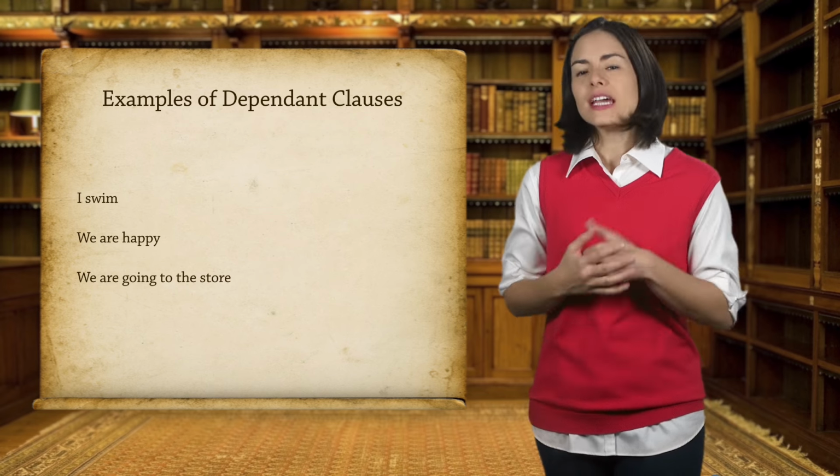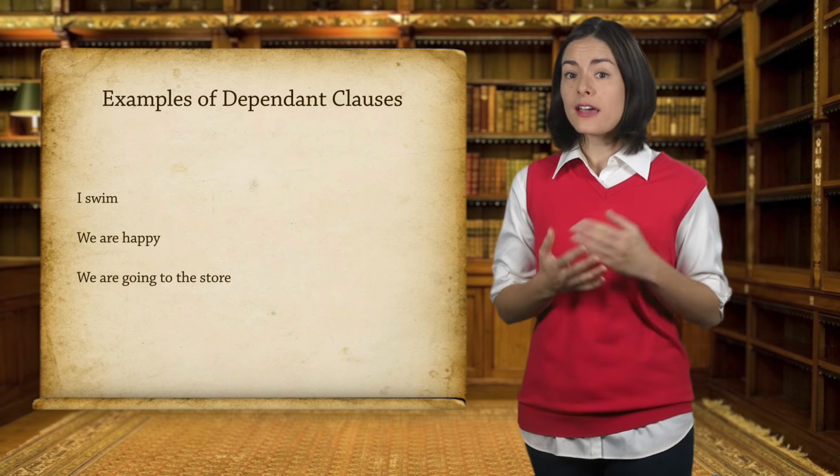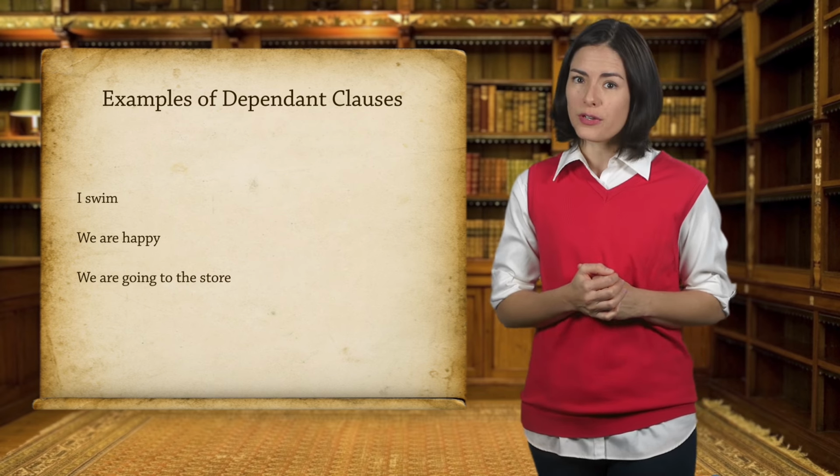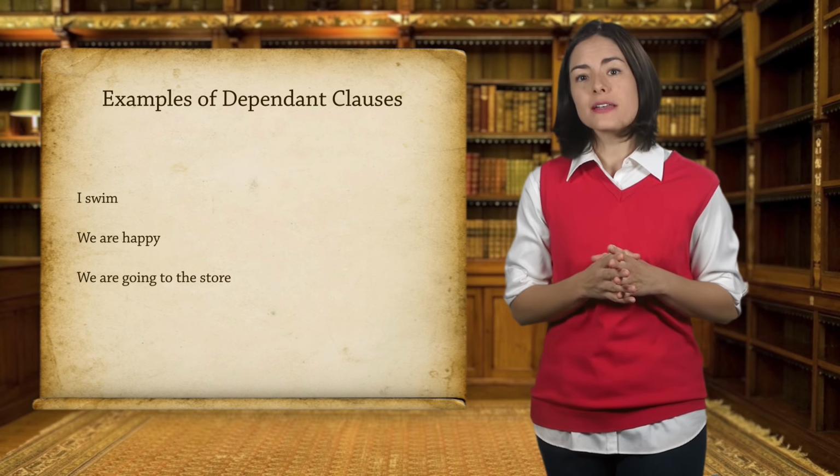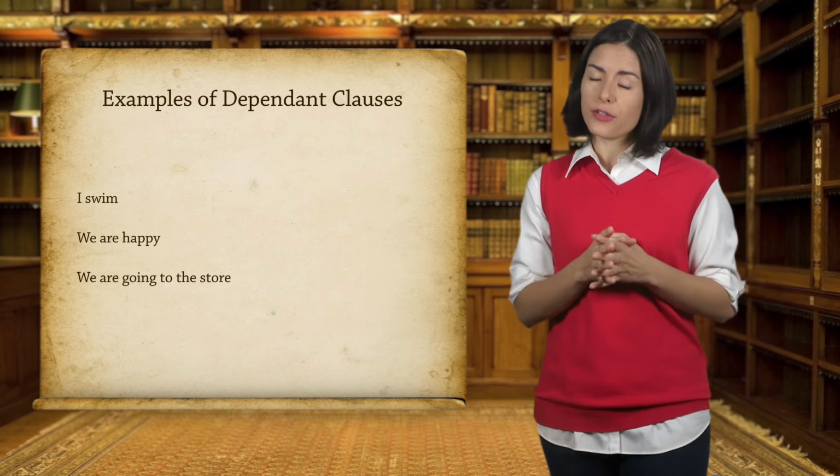Now let's look at some examples of dependent clauses, also known as subordinate clauses. Even though these also contain a subject and a verb, they can't stand on their own. They require another part of the sentence to make sense. I'll put the dependent clauses in capital letters so they'll stand out.